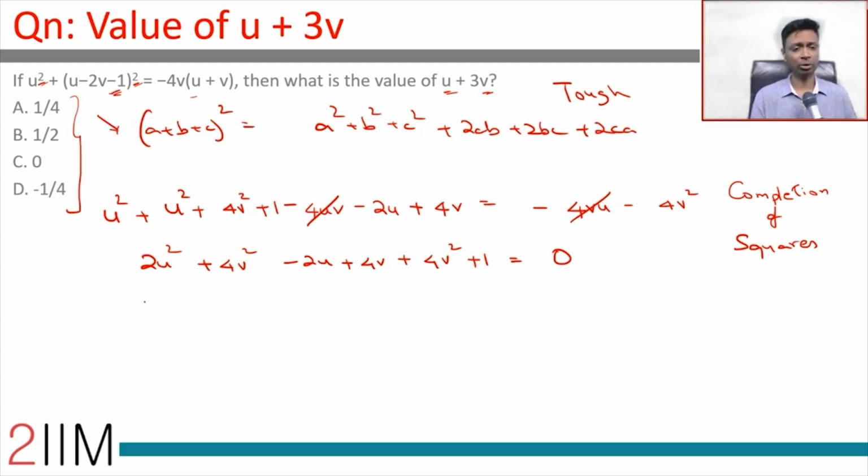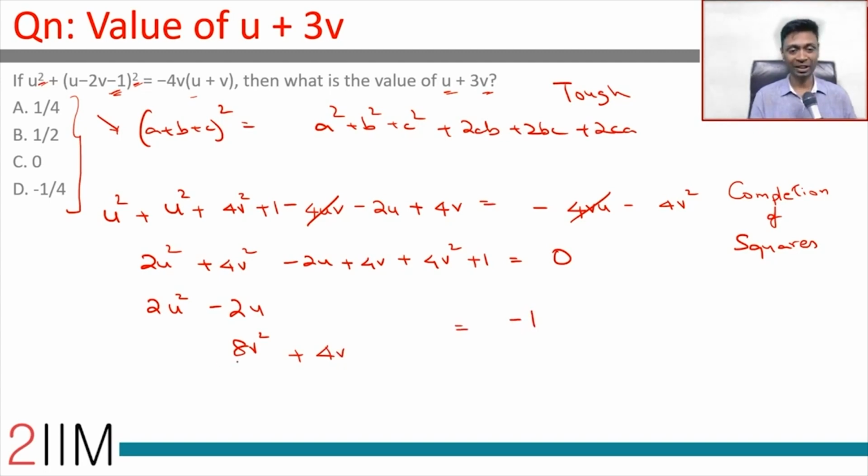Now think about this. Let's carve out the u together. So it is 2u square minus 2u. Let's carve out the v together. 8v square plus 4v. Added together, these add up to minus 1.